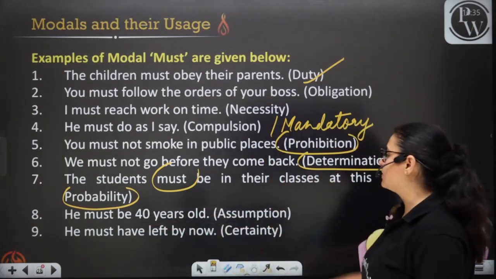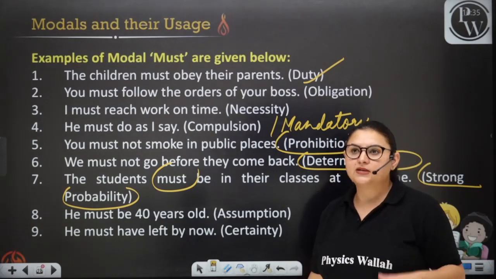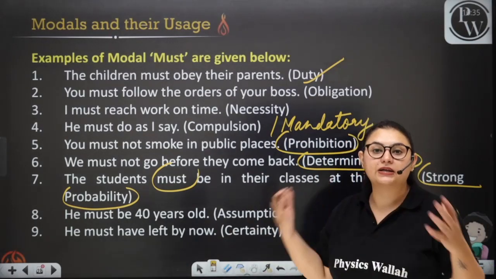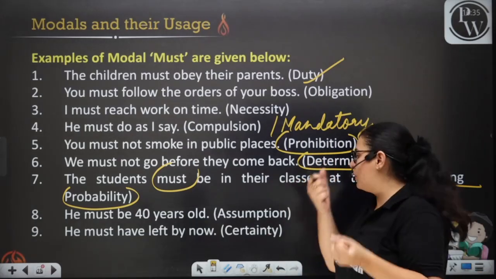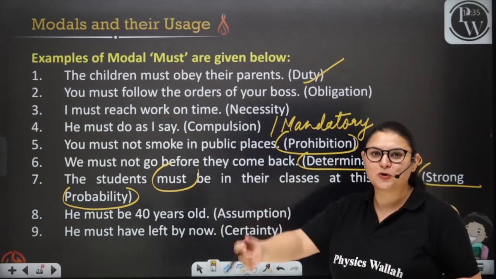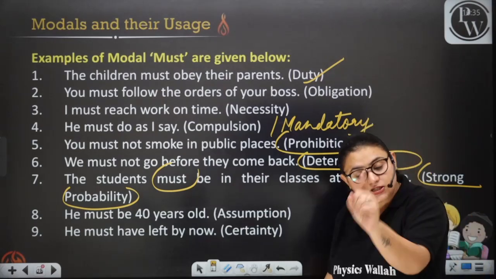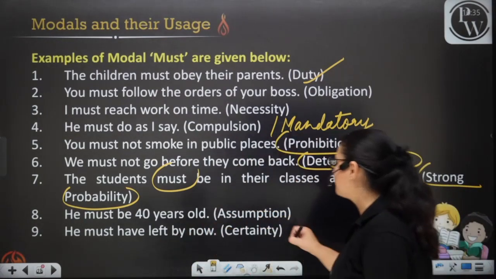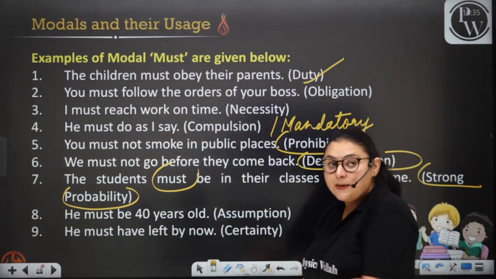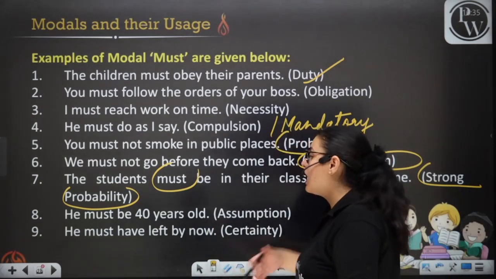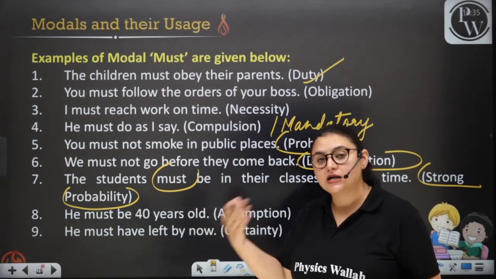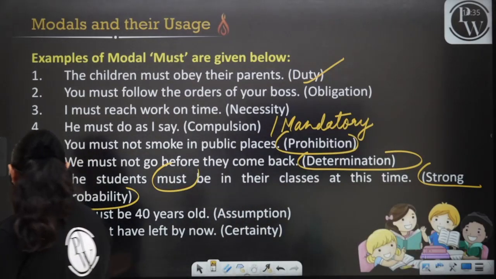He must be 40 years old. This is his assumption. Maybe somebody is assuming on the basis of a lot of facts. He has a strong assumption about it. That is why he is saying he must be 40 years. He must have left by now. This is certainty. He is quite certain about it, that he must have left the place.